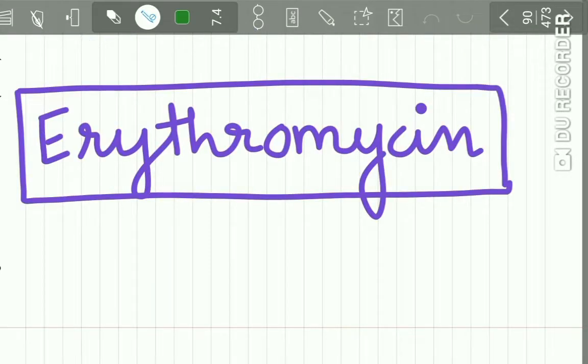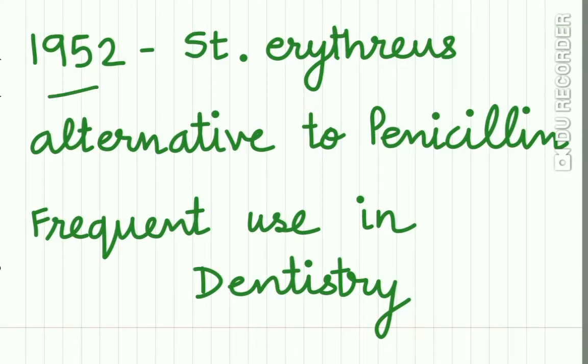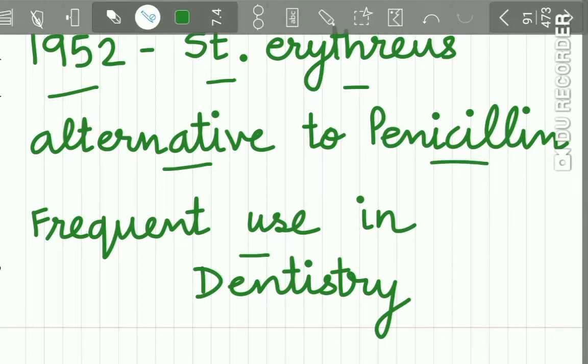Now, let us study erythromycin in detail. It was first introduced in 1952 and was obtained from Streptomyces erythraeus. Erythromycin can be used as an alternative to penicillin. It is frequently used in dentistry.